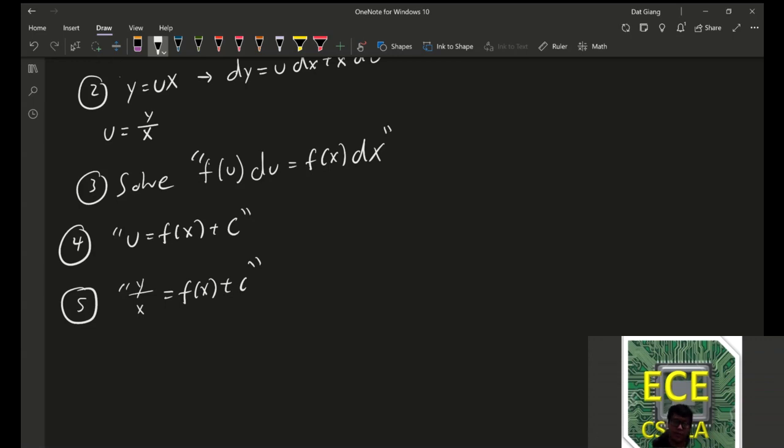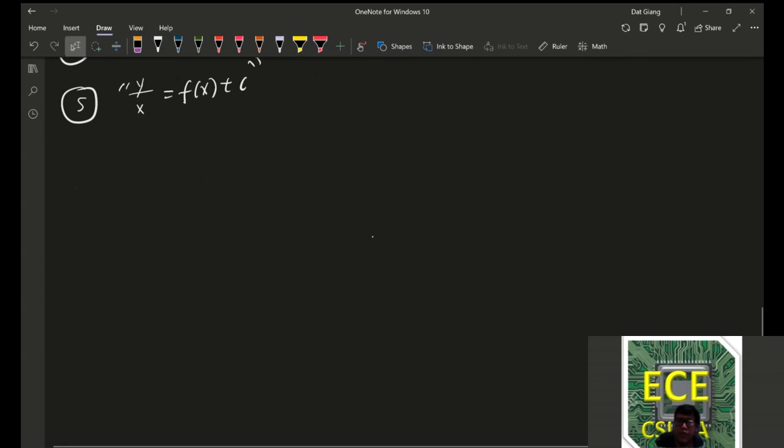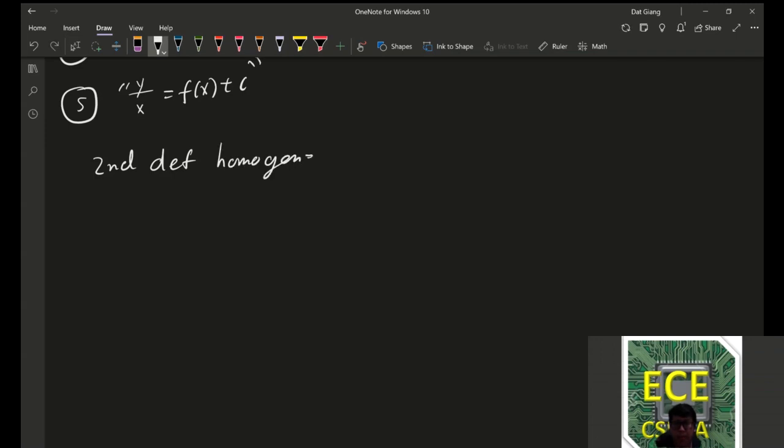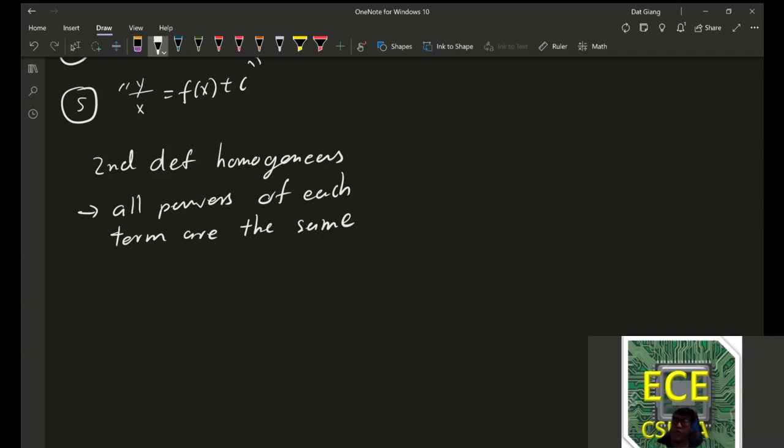So just to recap, the second definition of homogeneous means that all powers of each term are the same. As such, we can then use the following substitution: y equals ux, and dy equals u dx plus x du.